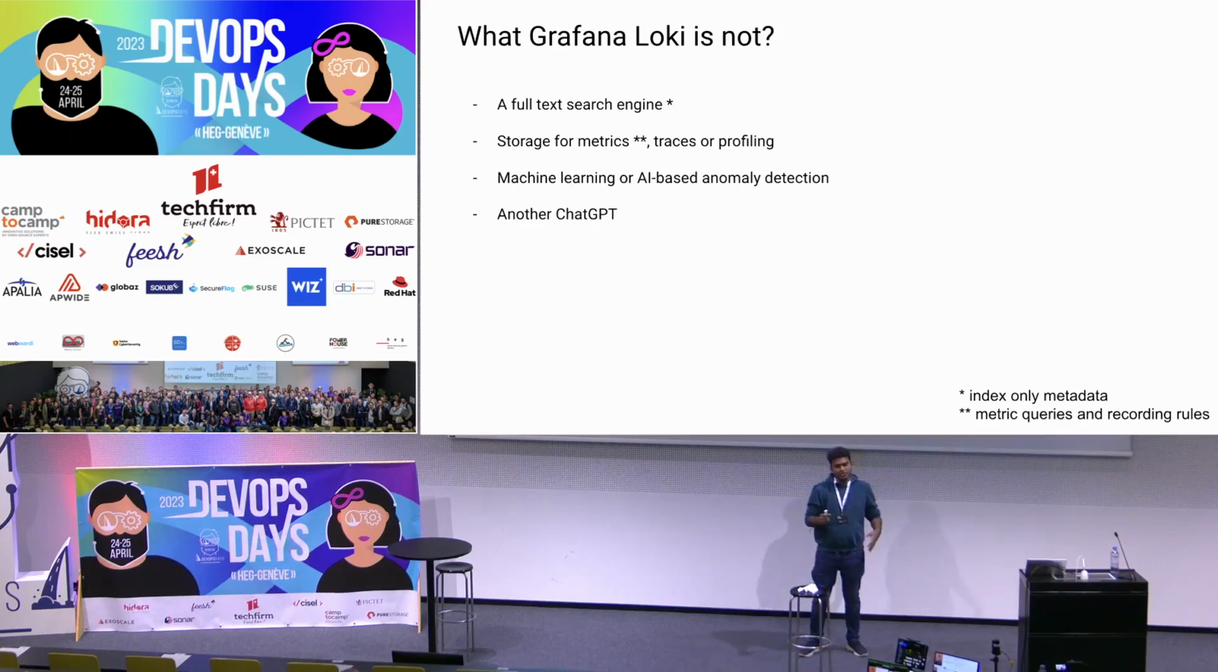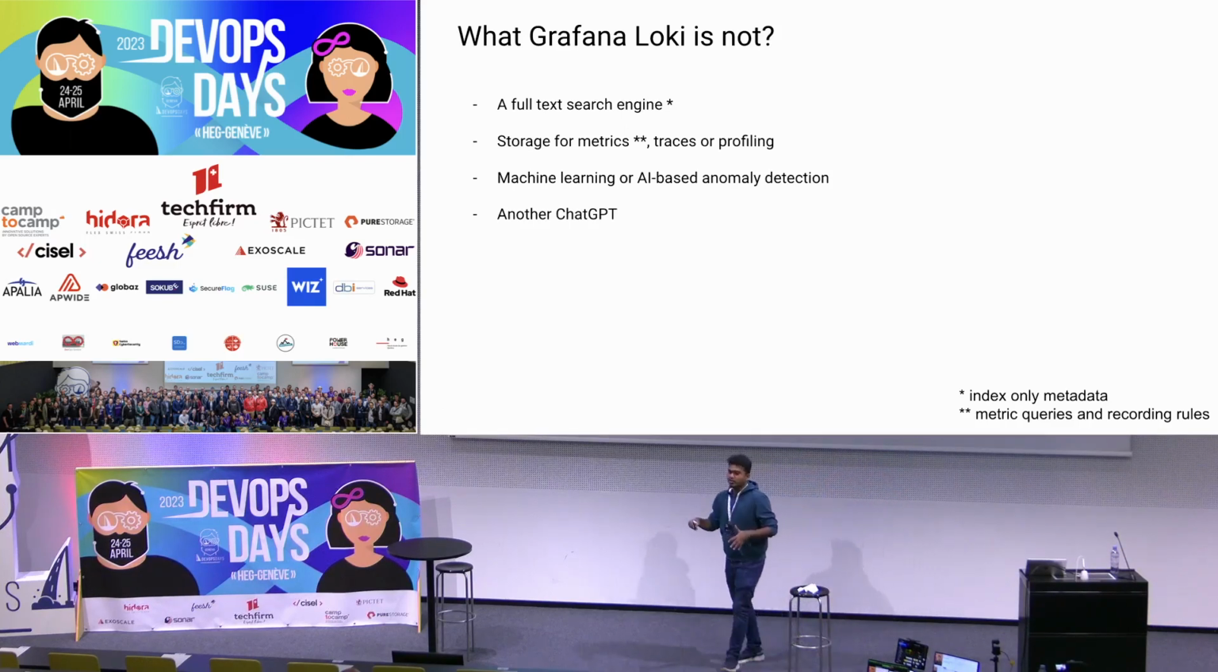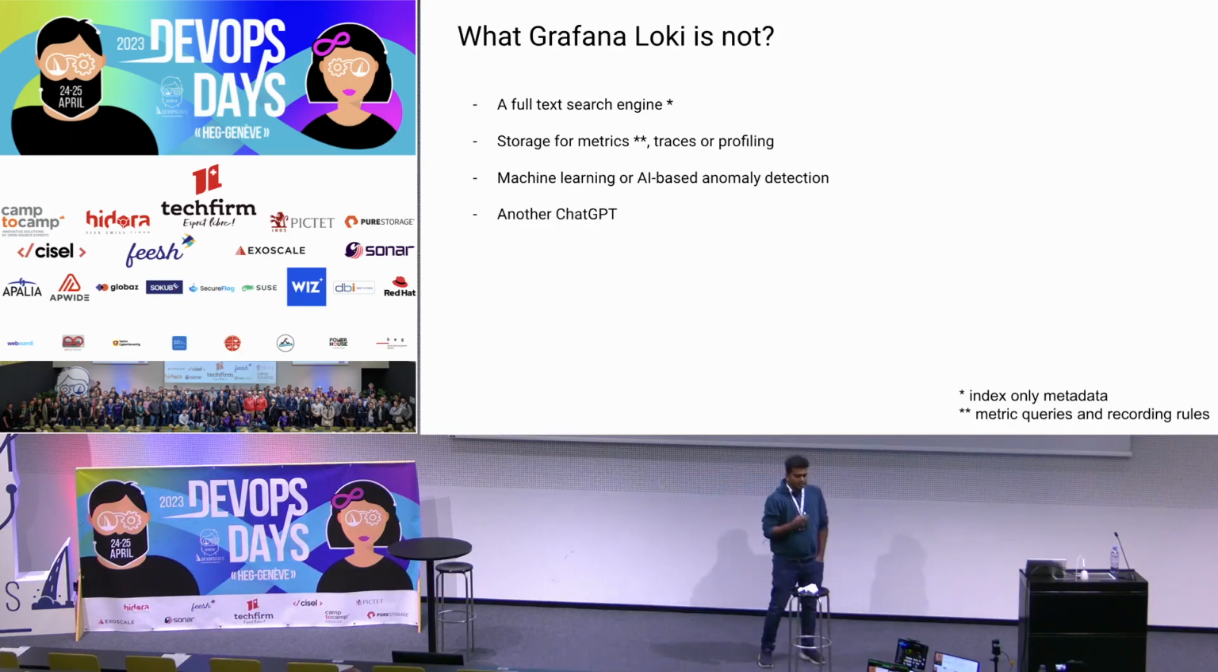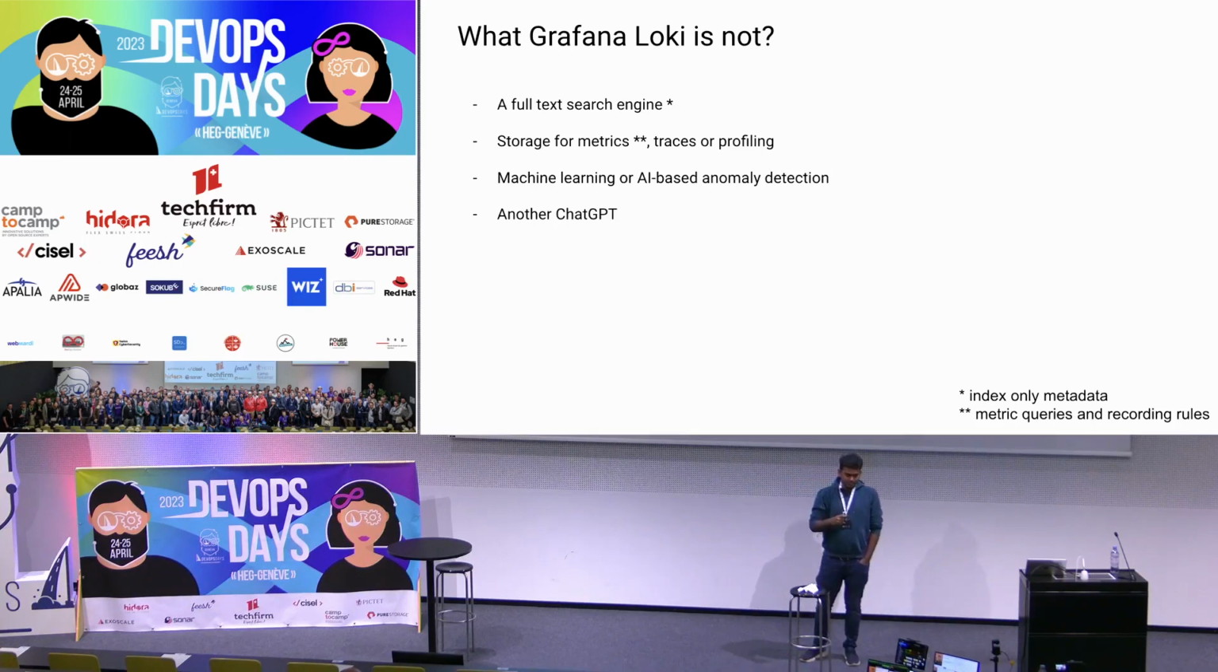And it's definitely not a storage for metrics, traces, or profiling. What I mean by that is we don't store any format related to traces or profiling or metrics. There is an asterisk on metrics. What that means is, using your logs, you can generate some metrics on the fly for your visibility, but we don't store anything persistently in the object store. And definitely it has nothing to do with machine learning or AI, and it's definitely not another ChatGPT.